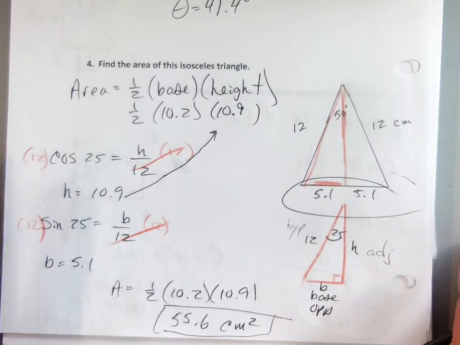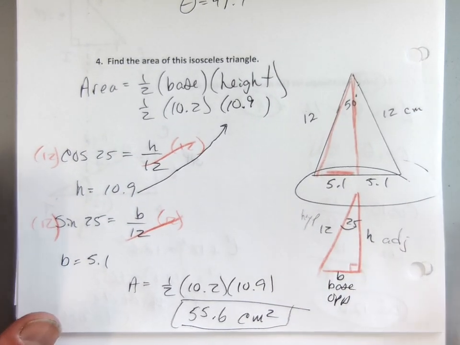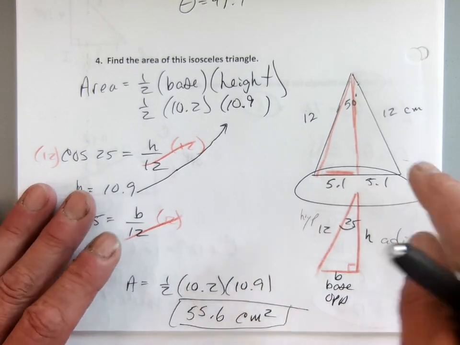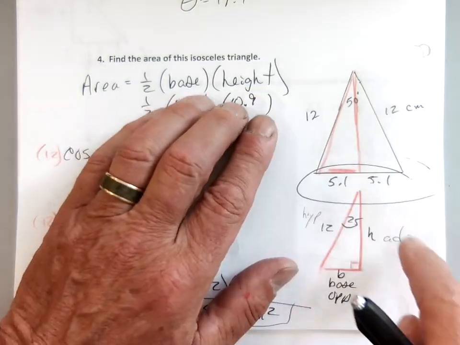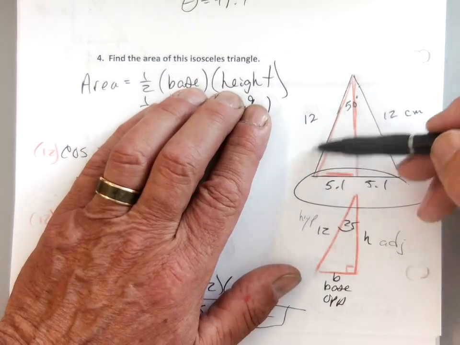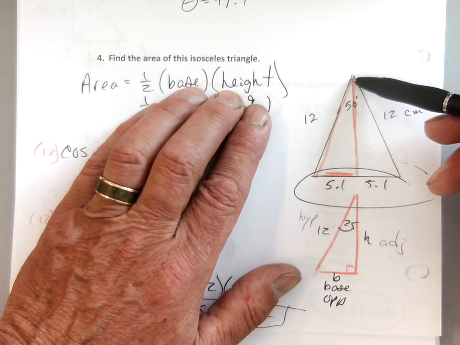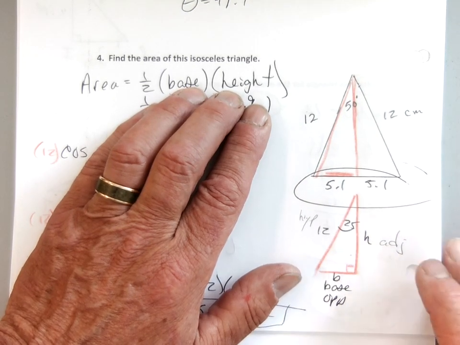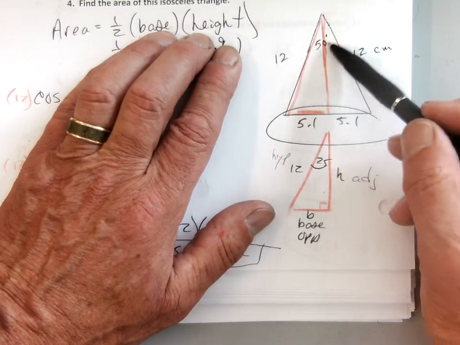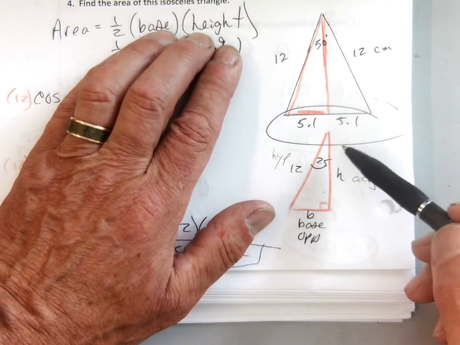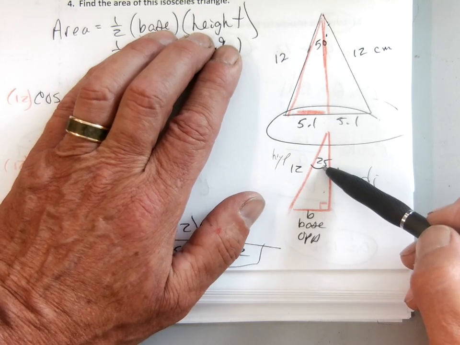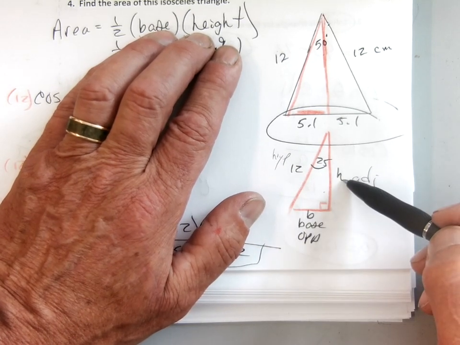Okay, number 4. To find the area of this triangle, well, area of any triangle is 1/2 base times height. So what I did is I drew the triangle and made a line straight down it so I could work with a right triangle. I knew that this is 50 degrees. If I cut the triangle in half, that makes that angle 25. Then I've got to find the height and the base.